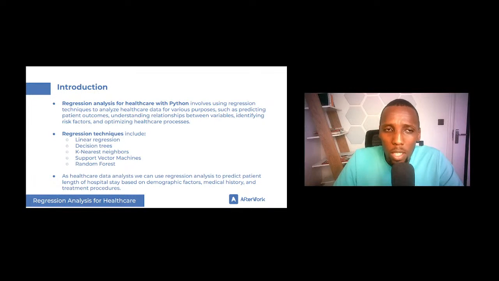There's decision tree, there's k-nearest neighbors, support vector machines, and random forest. These are just a few of the basic ones that might be appropriate for basic projects when it comes to regression analysis. However, if you feel like you'd want to further your journey, we would recommend that you look into other types of regression analysis techniques, which are a bit more advanced.